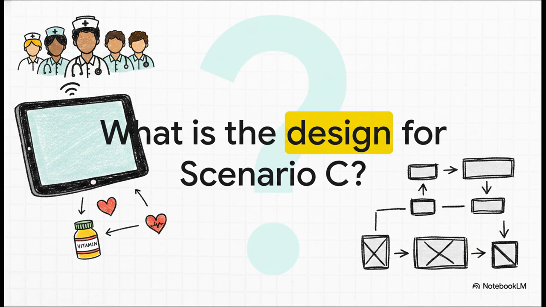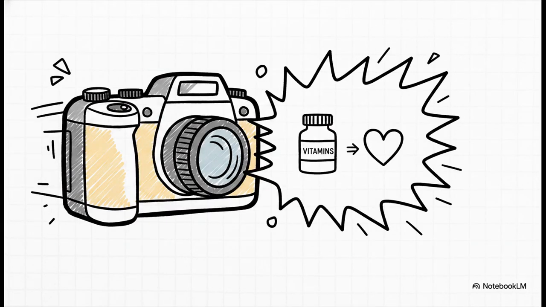Finally, scenario C. Researchers send out a massive electronic survey to 5,000 nurses asking just two things. Do you currently take a daily multivitamin, and do you currently have a diagnosis of hypertension? What's the design? Yep, it's a cross-sectional study. It's perfectly characterized by that simultaneous snapshot assessment of both the vitamin use, which is the exposure, and the blood pressure, the outcome. There's no tracking forward, no looking backward, just a single slice of time.